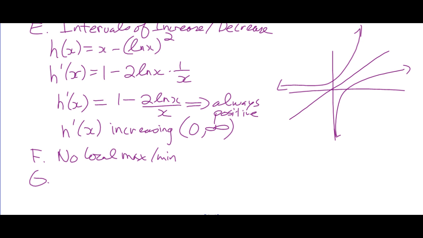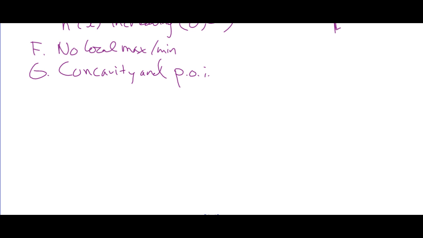Concavity. So this matters, right? Just because it's increasing doesn't mean it can't be concave up or concave down on certain intervals. So what do we need to do here? This is concavity and points of inflection. So we need the second derivative, right? And what is the second derivative?